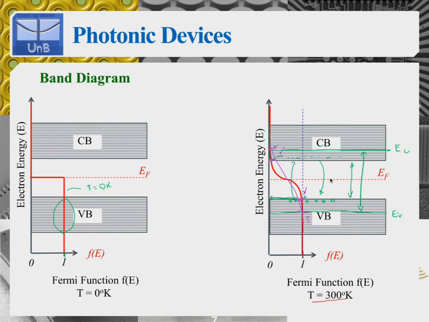And this can be explained physically because once you increase the temperature, you're supplying more energy for the electrons in the valence band to rise up to the conduction band. So you find more electrons here and more empty states here because the electrons moved up in energy.